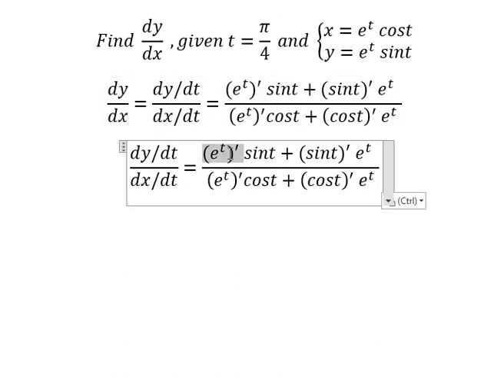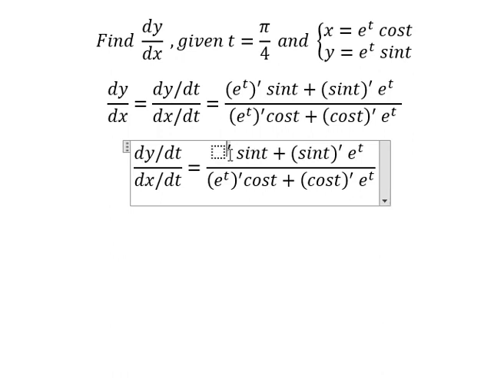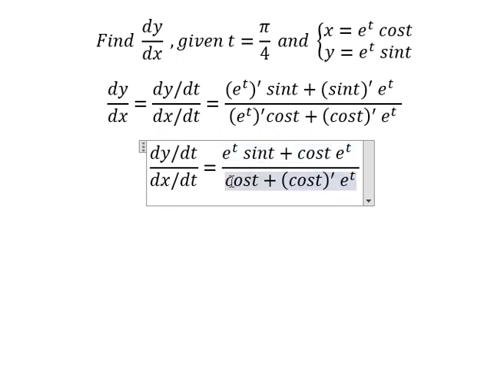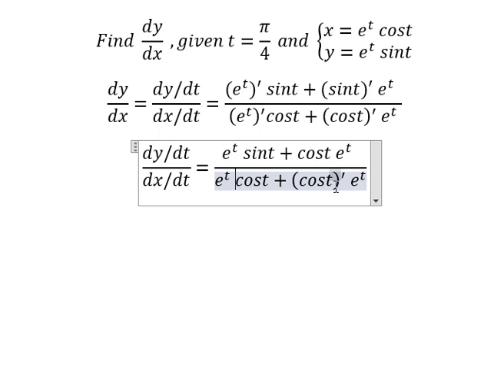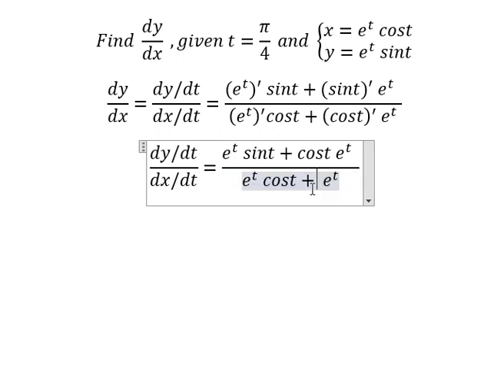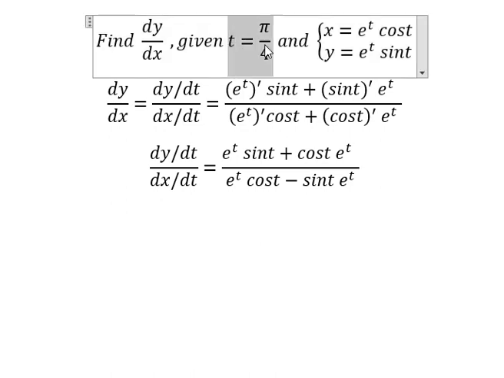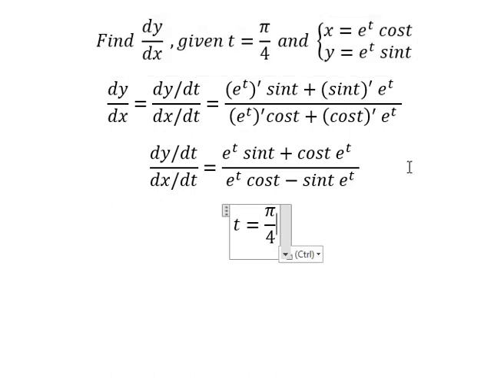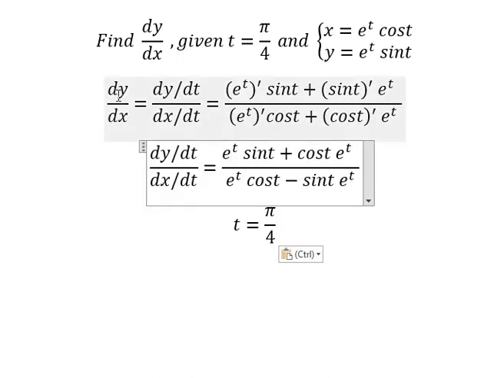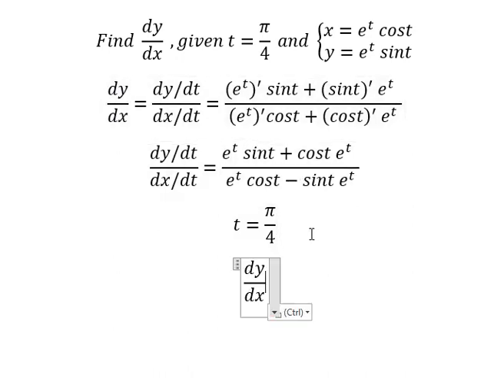So this one we have e to the power of t. This one is about cosine t. This one we have e to the power of t. This one we have negative sine t. And now we have t equals pi over 4. So we can put pi over 4 in here. And we have the final answer.